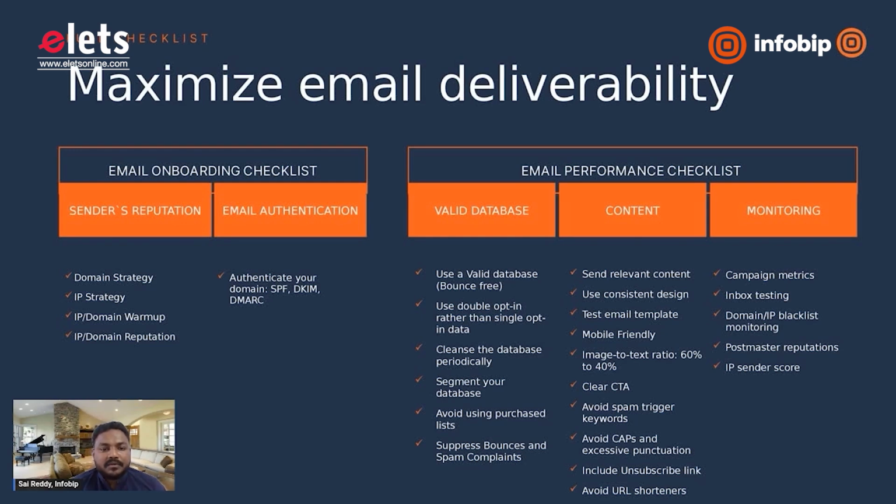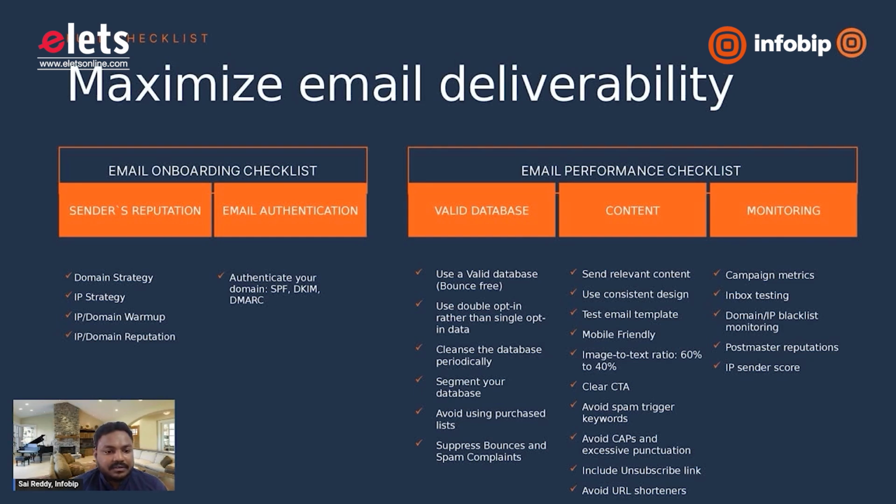Next thing is the email performance checklist: validate your database. Always try to use the validation process when you are not clear about the data, and always use double opt-in rather than single opt-in or a purchased list.